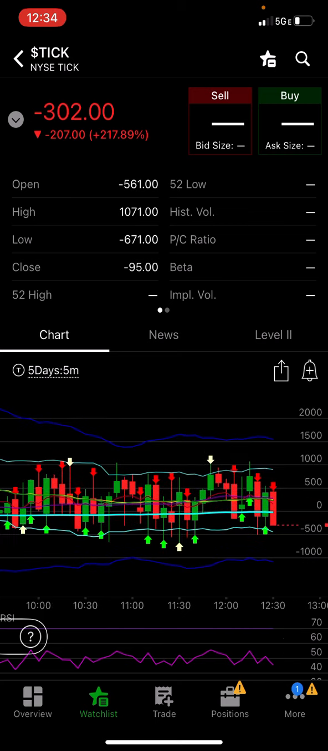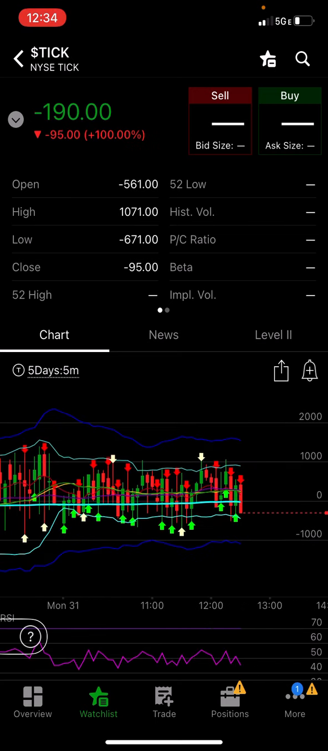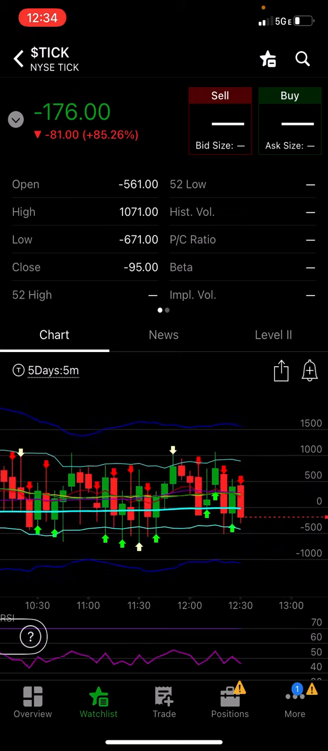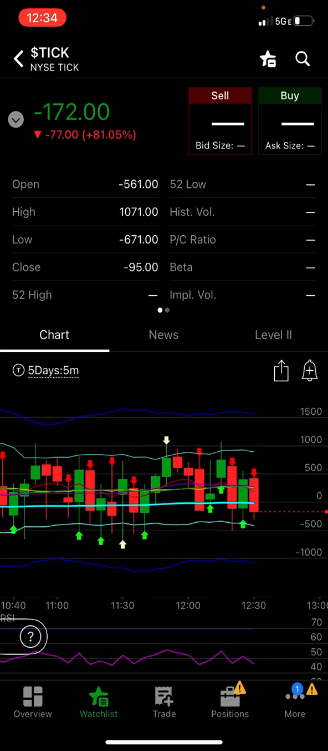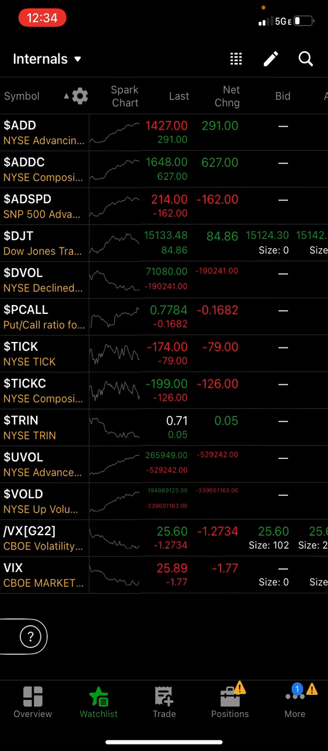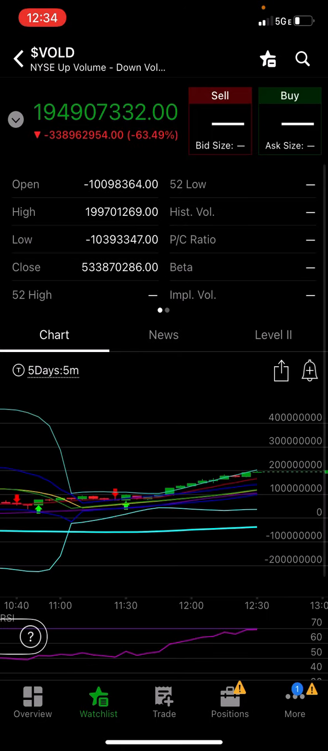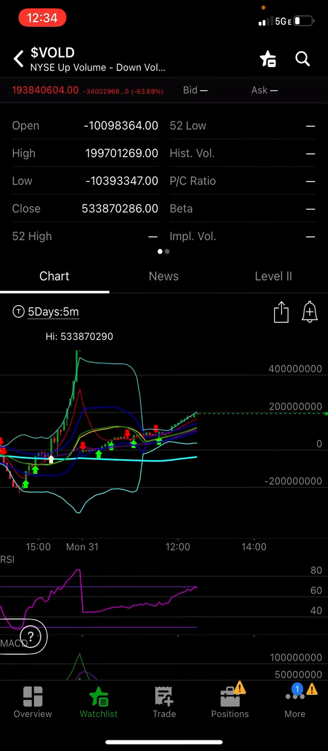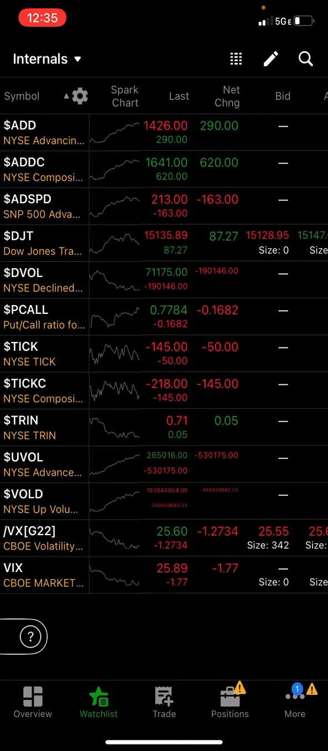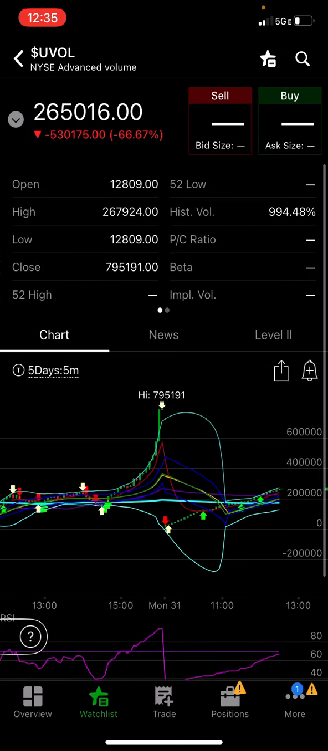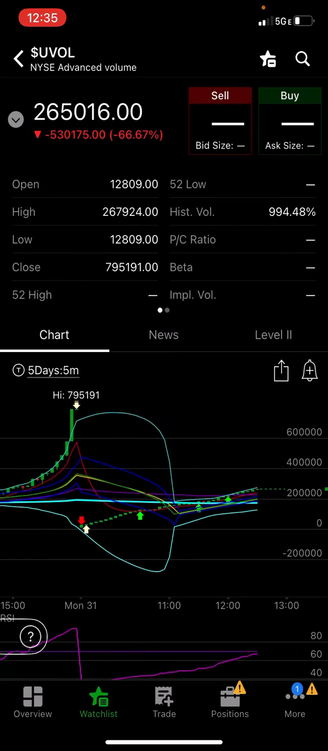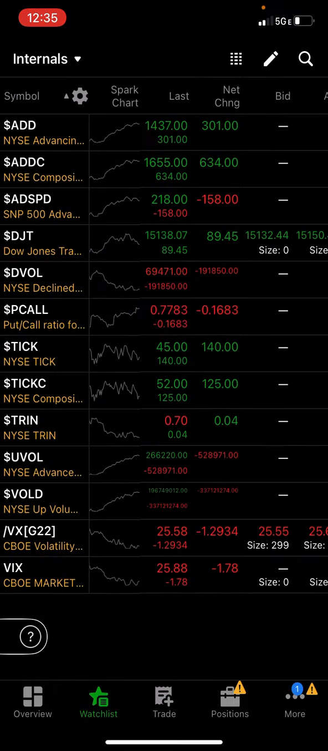Okay. So, we've had a couple of times where you had plus 100 readings on the ticks. Means a lot of buyers coming in, a lot of stocks ticking up. Okay, so it's kind of supporting this move up today. The Nasdaq's up big, the ES is up big today. Let's see, VOLD. So VOLD's been trending up all day, right? So that's supporting the move up today. UVOL, same thing, supporting the move up today.